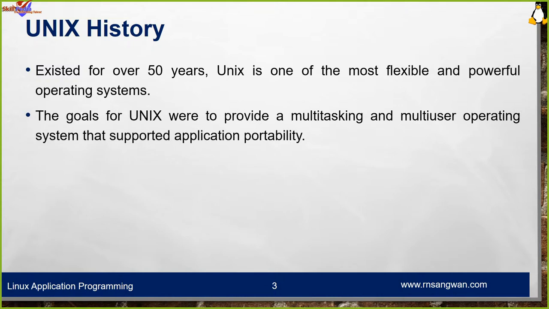The goals for Unix were to provide a multitasking and multi-user operating system that supported application portability. Yes, actually it started with the PDP-7, that was the machine, and AT&T Bell Labs thought, let's write a multi-processing or multi-user operating system. Three companies came together and started that project in 1965-66, and within 2-3 years they were all out with the mindset because the operating system was ready, but it could overload with only 3 users. And the cost of that operating system was very high.